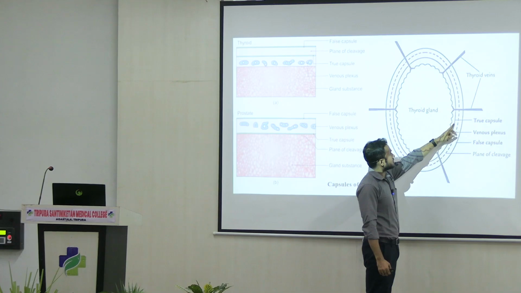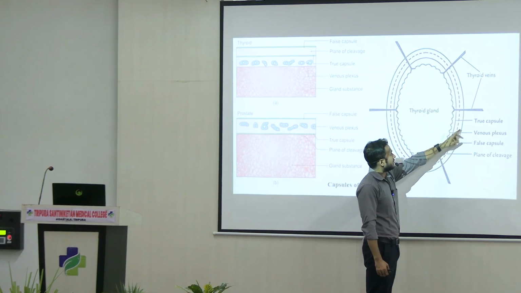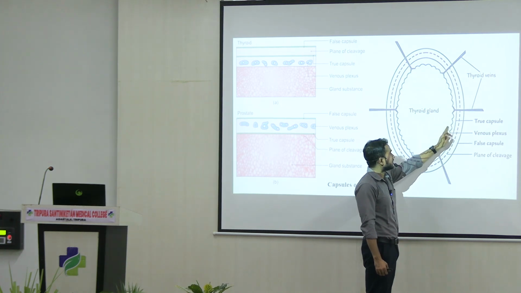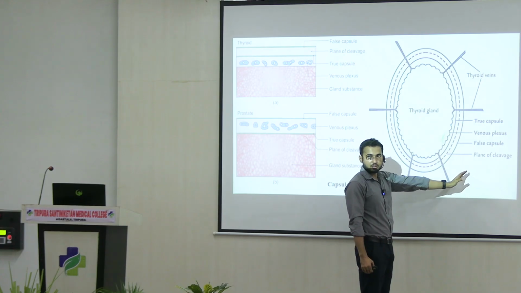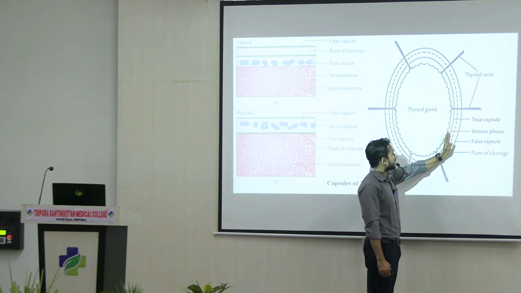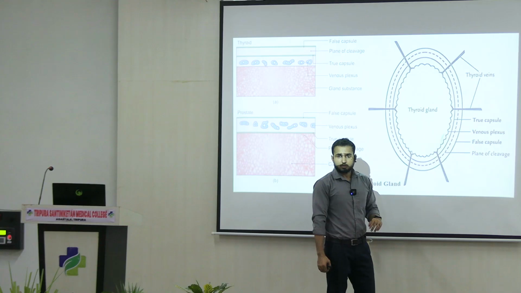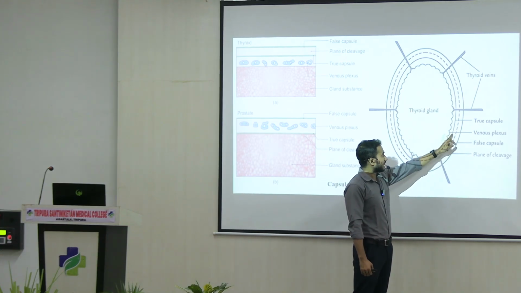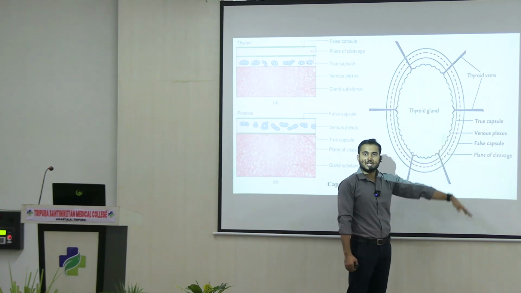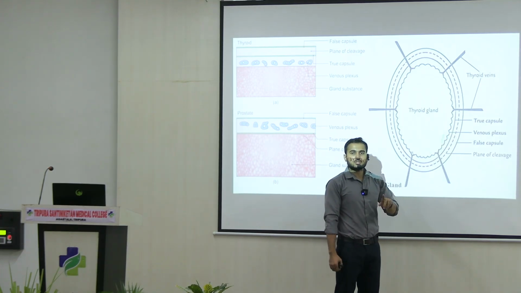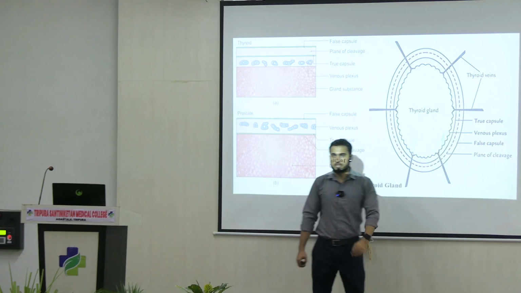So this is the true capsule. This is the false capsule. Now this is the venous plexus. The venous plexus is situated deep to the true capsule. So if a surgical resection is done, at that time you can remove the true capsule, though the venous plexus is not attached or directly related to the true capsule. So the capsule can be removed, and it will not cause any damage to the venous plexus.